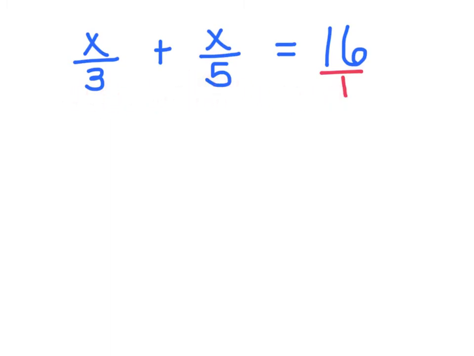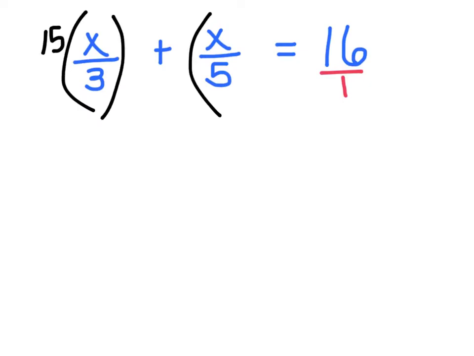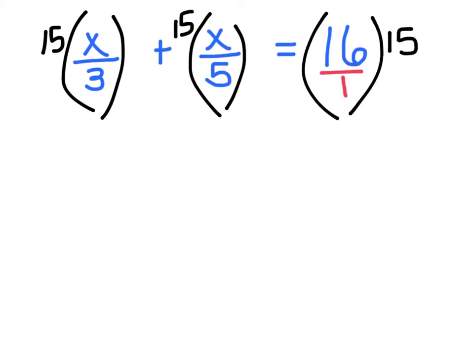Well, 5 and 3, they both go into 15. So I can times everything by 15. So I'm going to put parentheses around it. I'm going to times every single thing by 15. Okay, so now when I do that, if it helps you, put a 1 underneath the 15. You can do that. So now here's what I'm going to times.